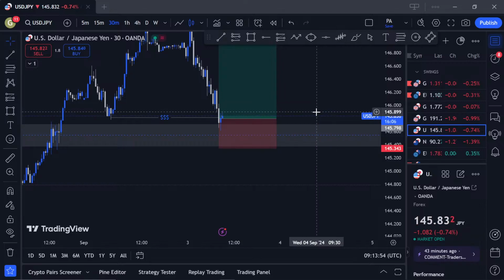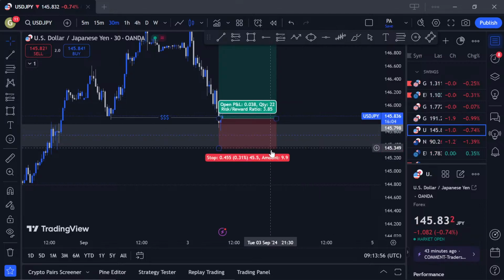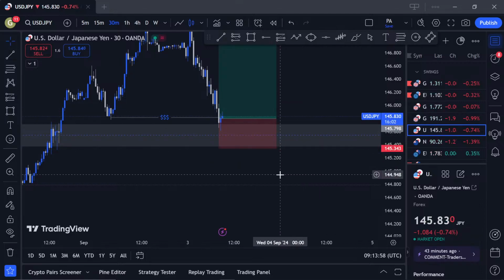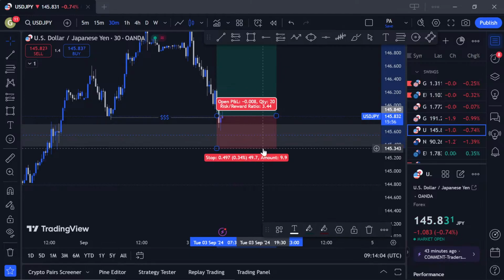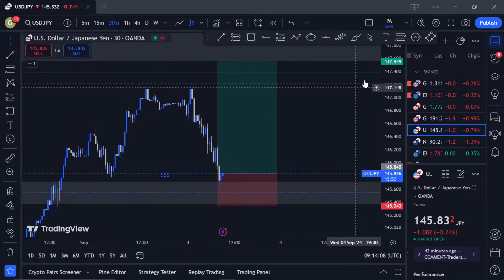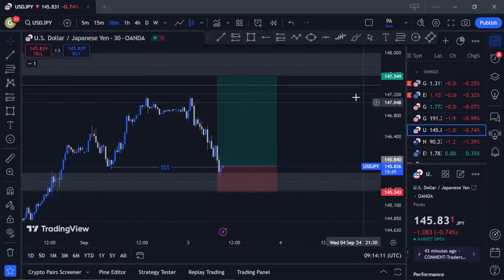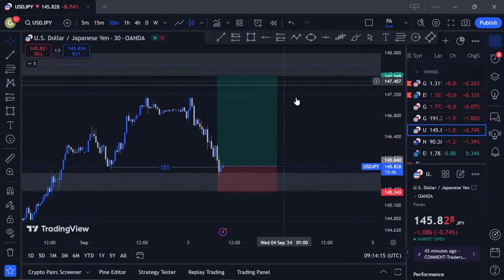So if you are taking the buy on USD JPY, your stop loss should be at 145.343. So that's where your stop loss should be at. Let me just shift the entry a little bit. Your stop loss should be at 145.343, and your take profit should be at 147.549. So you are going to hold this trade for quite a long time, depending on how the market chooses to move.